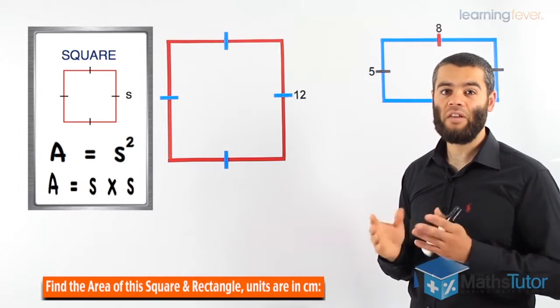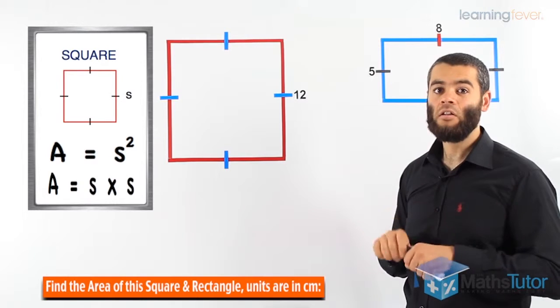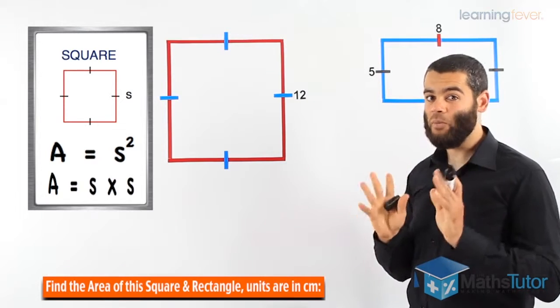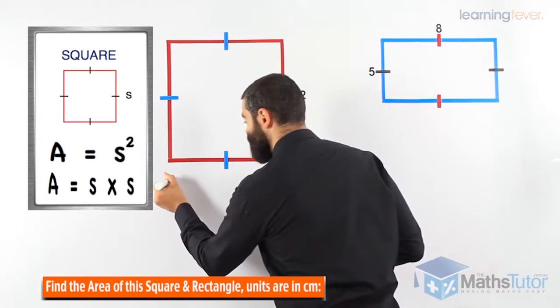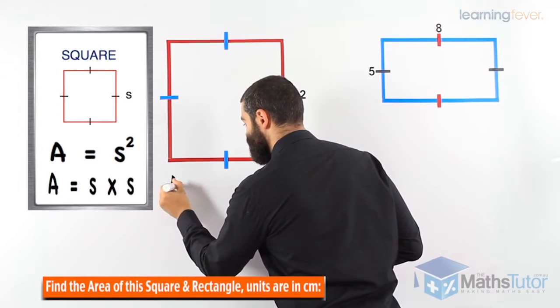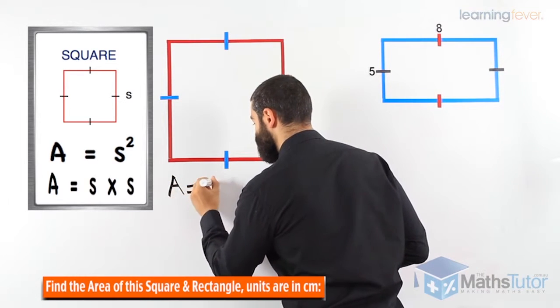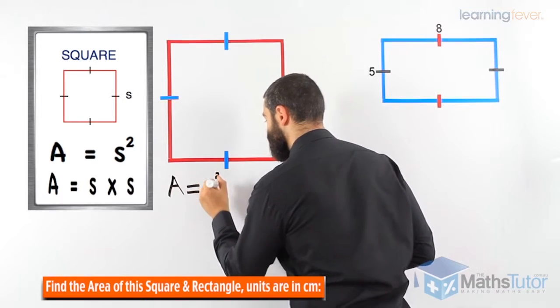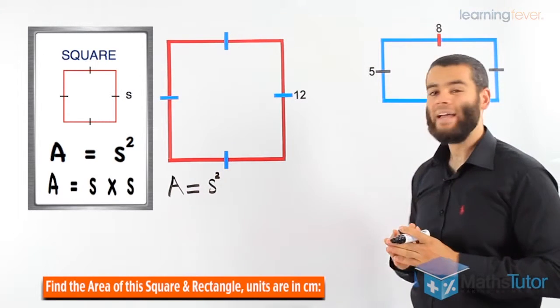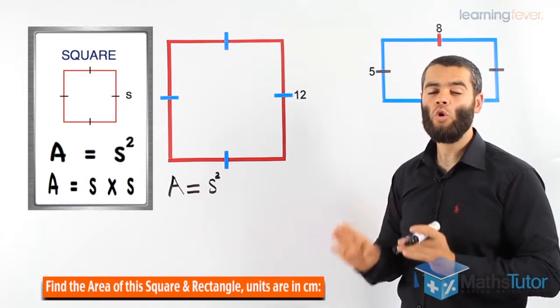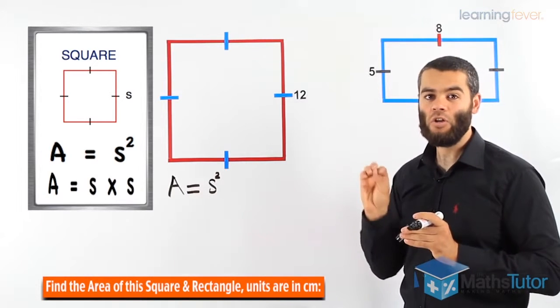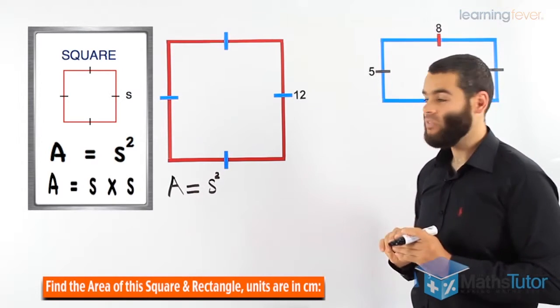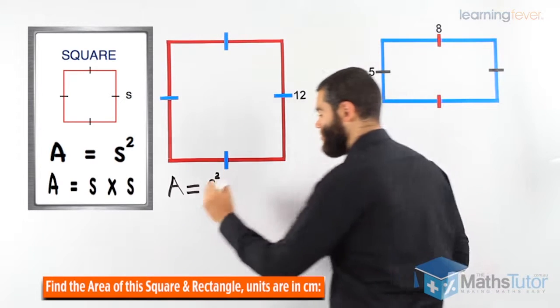We're asked to find the area of the square. First things first, the formula. We always show the formula. A equals S squared. Always show the formula. You're going to get marks for it.